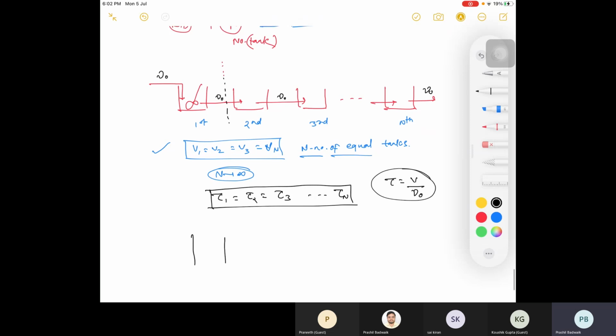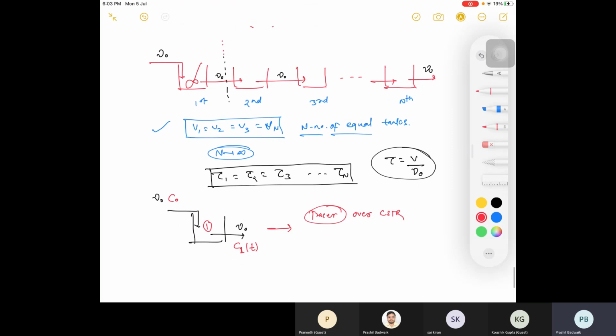Then suppose in this arrangement you consider only one reactor. So what is that? You will be having input nu naught. This is Ca, that is your concentration, but instead of Ca I'll write C naught because it is a tracer, and you will be having C1 at the exit of your first reactor. Now if you balance over it, tracer balance over a CSTR, what was that?